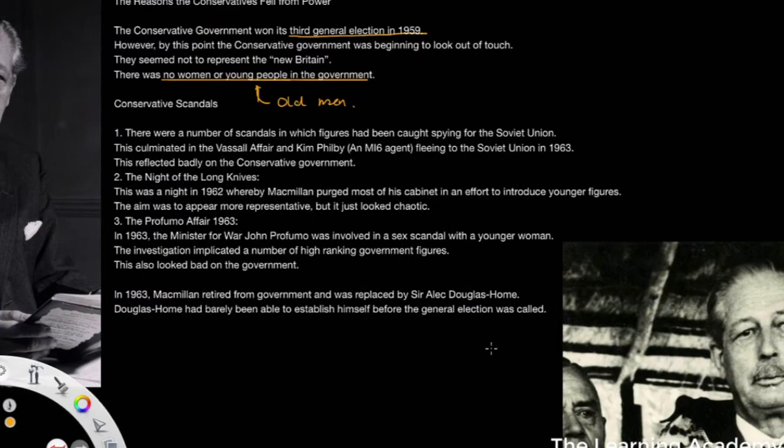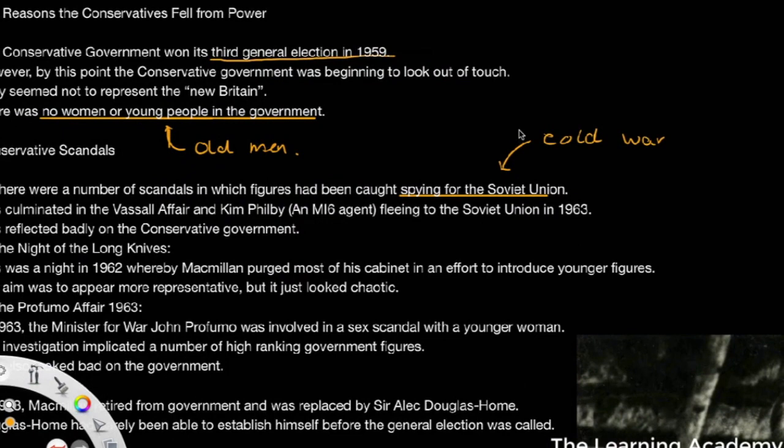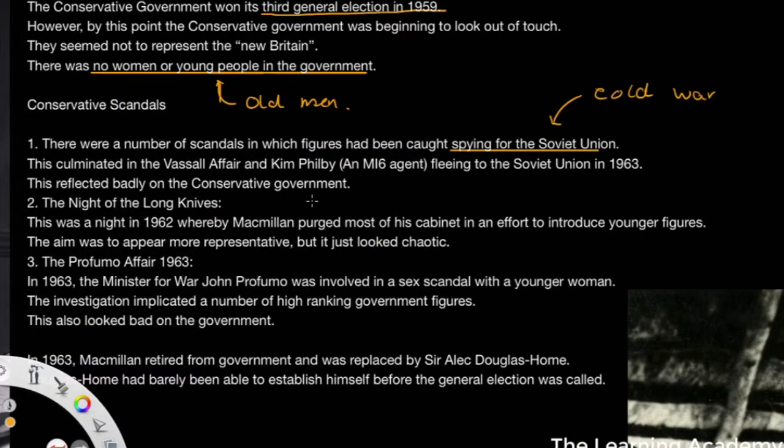Okay, so firstly, there were a number of figures who had been caught spying for the Soviet Union. Don't forget, this was the height of the Cold War. We're starting to get into the height of the Cold War, so we're starting to see Cold War attitudes begin to exist, and in the late 50s, early 60s, and into the 70s, we start to see the Cold War really heat up. And the number of figures who had been caught spying for the Soviet Union, all of these accumulated in the Vassall affair, where Kim Philby, who was an MI6 agent, fled to the Soviet Union in 1963. This reflected badly on the Conservative government, who were relatively hostile to the Soviet Union.